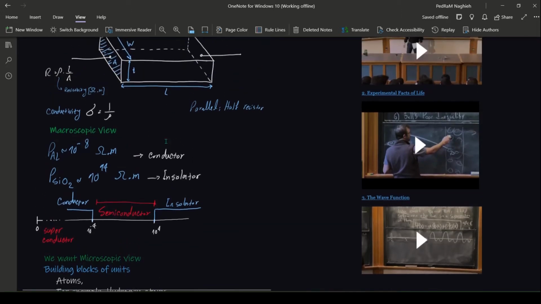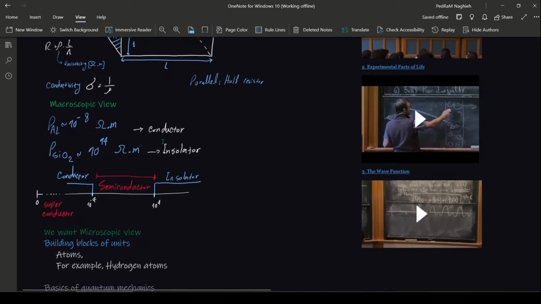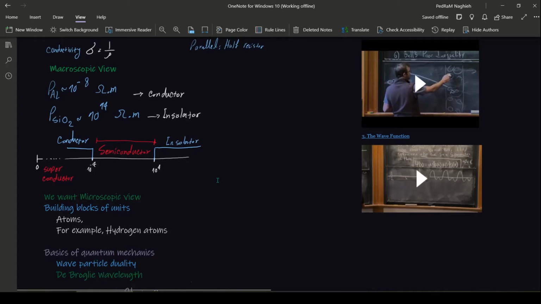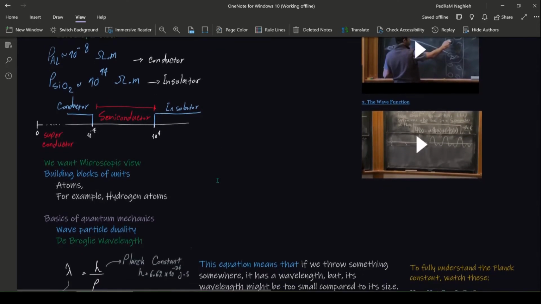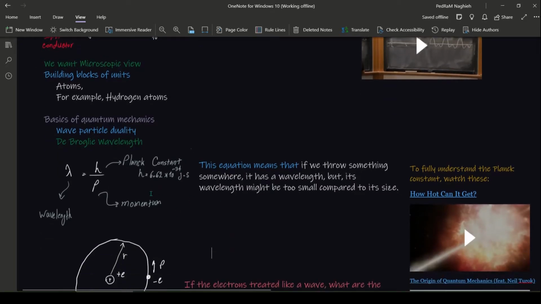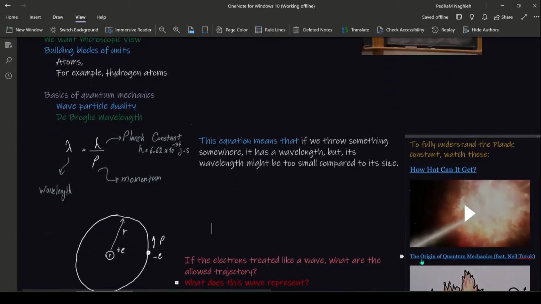So we have this formula for the macroscopic view, but what we want is the microscopic view. We want to know how atoms and electrons operate. For that, we need to get into some of the basics of quantum mechanics. We have the Planck constant, and if you want to understand it better, I recommend you watch these two videos.